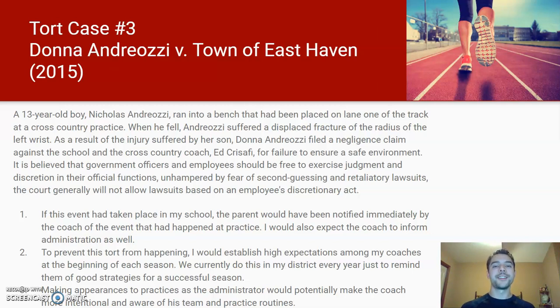But come to find out, the coach was not held responsible for this. Yes, it is up to the coach to create a safe environment, but it's up to him as to what that safe environment is, not what the parent believes is a safe environment. So that was kind of an interesting resolution to this case.